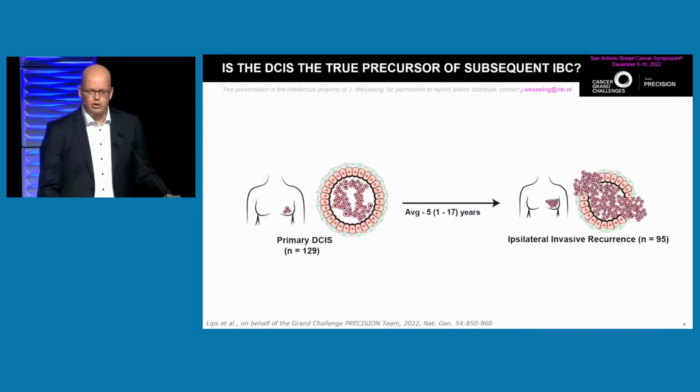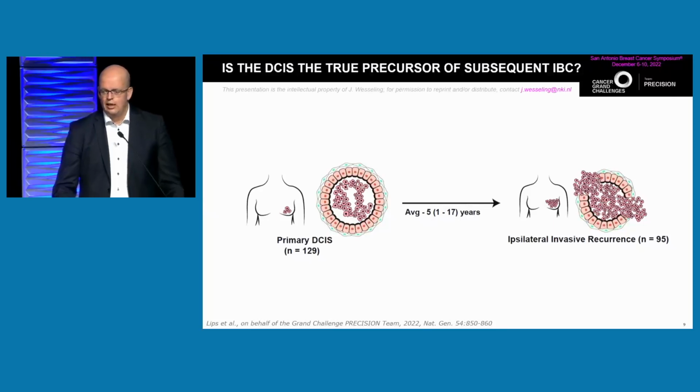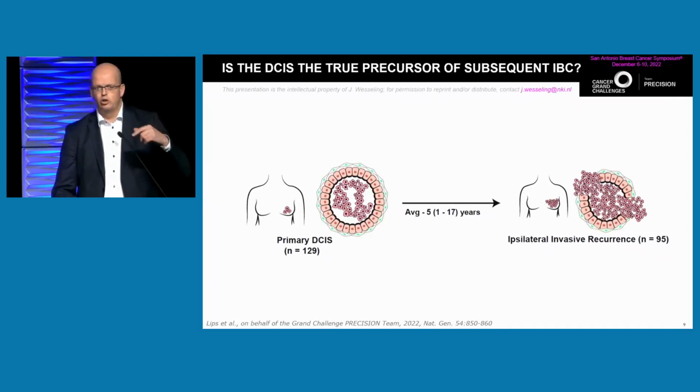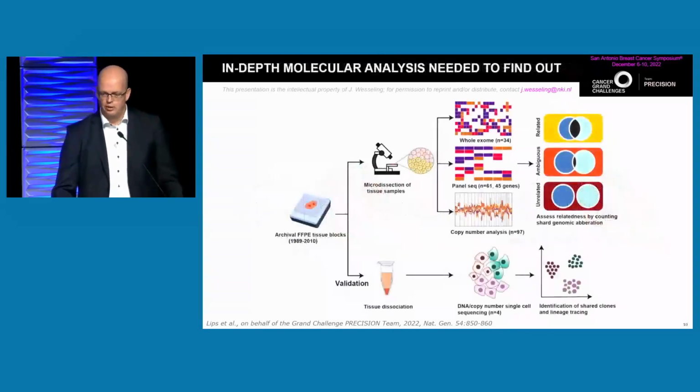I refer to the paper that was published this year on behalf of the Precision team, where we compared 95 pairs of primary DCIS lesions with a subsequent ipsilateral invasive breast cancer. These occurred 1 to 70 years after the initial diagnosis. We did that on various levels: whole exome sequencing, panel sequencing, copy number alteration analysis, and for a small number also single cell analysis. I show you some of these results.